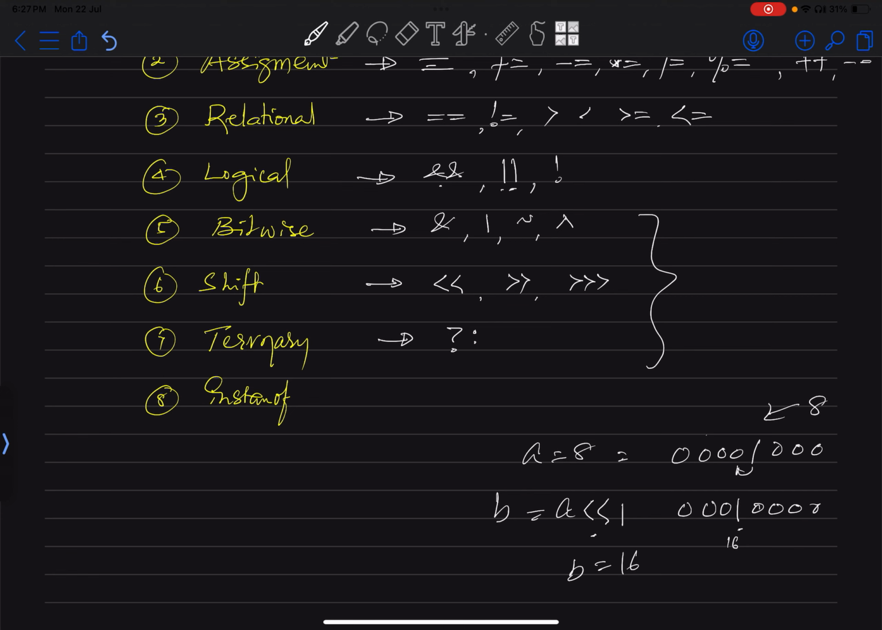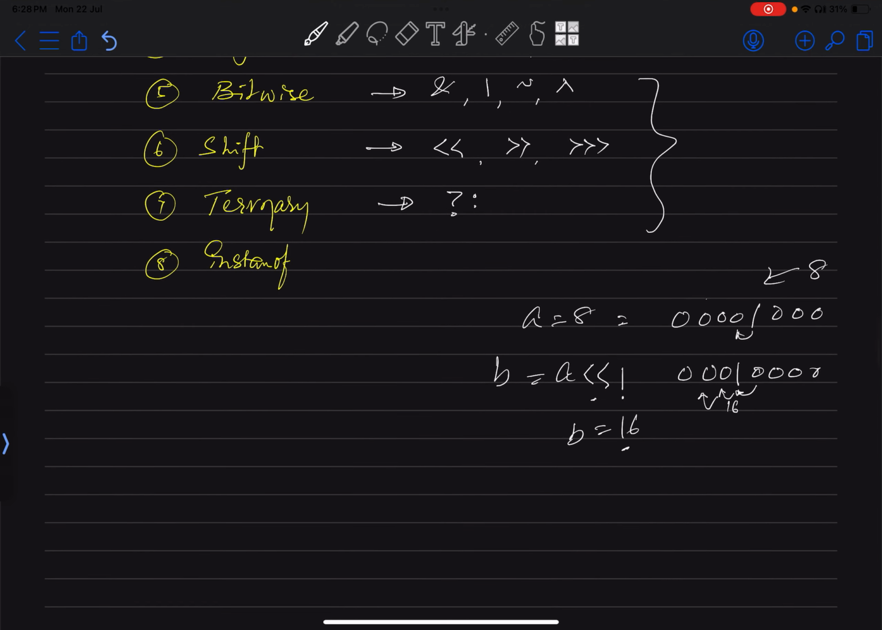So what actually happened is by shifting one time towards left, I'm actually doing a multiplication by 2, because you're moving from 8 to 16. If you do it once again, it will go from 16 to 32, 32 to 64. Like that, it will move on. So any left shift operation will actually perform multiplication by 2.